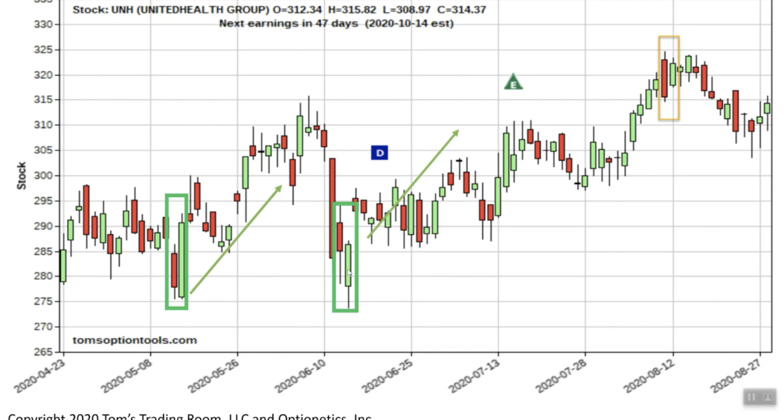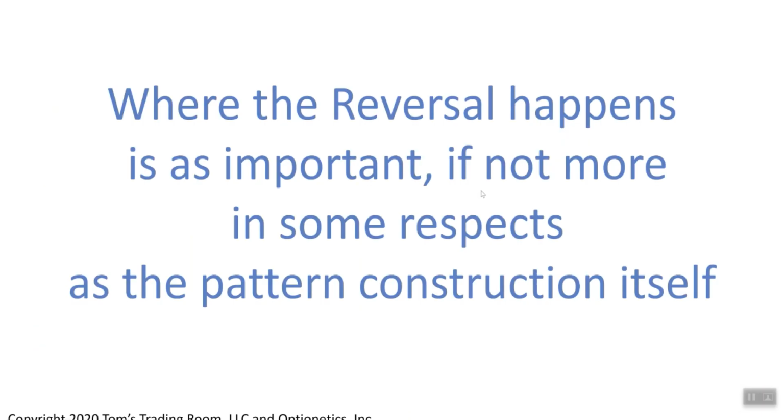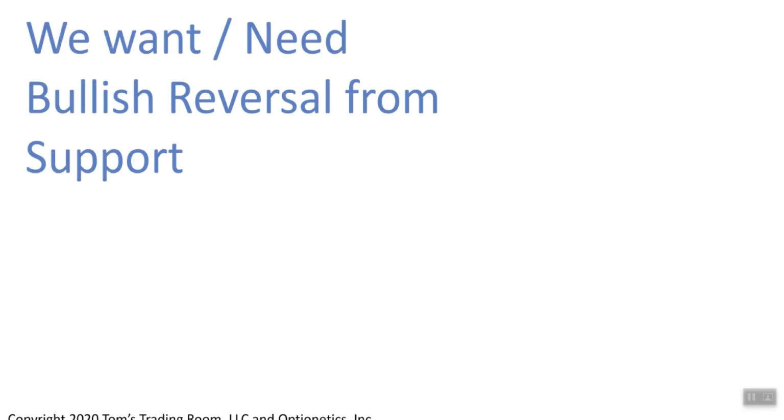Here's a piercing pattern. We'd like that piercing pattern to be 50% or more of that body. It doesn't always work that way, but that's technically a piercing pattern, that bullish day pierces that body of the previous bearish day. And that also happened at that 280 support area, and it had a nice bounce from there. So where the reversal pattern happens is just as important, if not more in some respects, as the pattern construction itself.